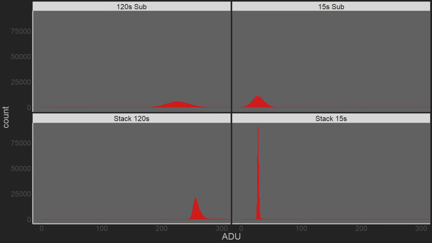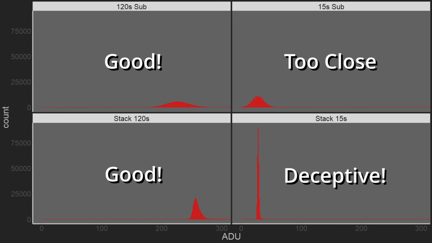This isn't a coincidence. But why? Why isn't it a coincidence? Shouldn't the histogram of the final stacked image be the only thing that matters? Why does the subframe histogram matter? And why am I using calibrated subframes? Am I tricking you somehow?